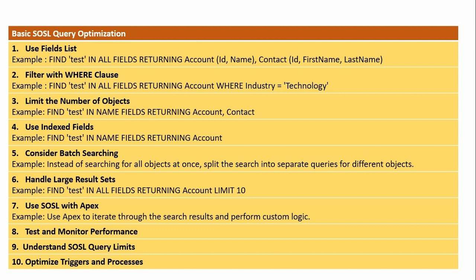Limit the number of objects. Focus on searching specific objects rather than searching across all objects. Example: FIND 'test' IN NAME FIELDS RETURNING Account, Contact.